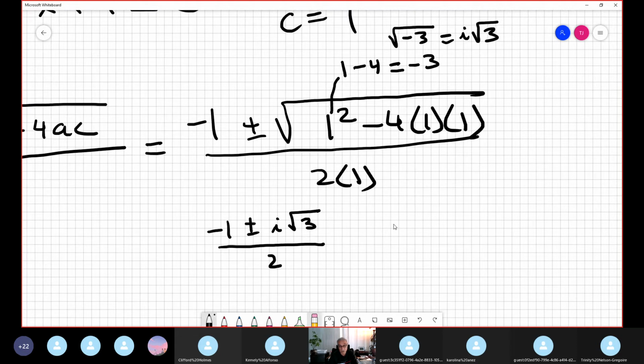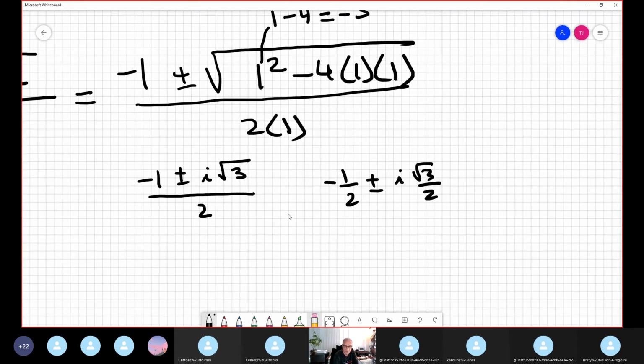More elegant is to split it. The common denominator gives -1/2 as the real part, plus or minus i radical 3 over 2. Some students ask me, Professor, do you put the i after or before? It doesn't matter. -1/2 plus or minus radical 3 over 2 i. Doesn't matter.